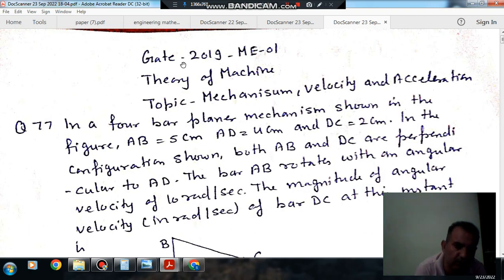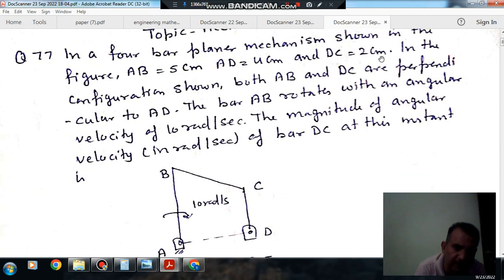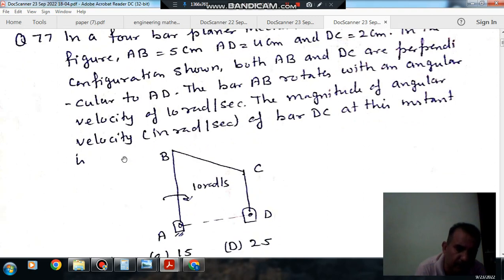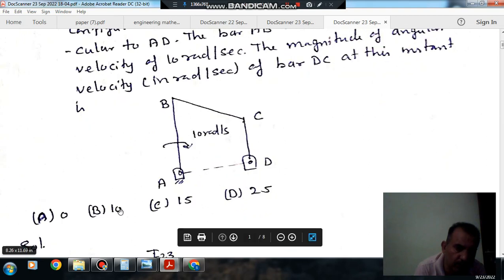Question number 77 from GATE 2019 ME-01 is: in a 4-bar planar mechanism shown in the figure, AB is 5 cm, AD is 4 cm, DC is 2 cm. In the configuration shown, both AB and DC are perpendicular to AD. The bar AB rotates with an angular velocity of 10 radians per second. The magnitude of angular velocity in radians per second of bar DC at this instant is: option A 0, option B 10, option C 15, option D 25.